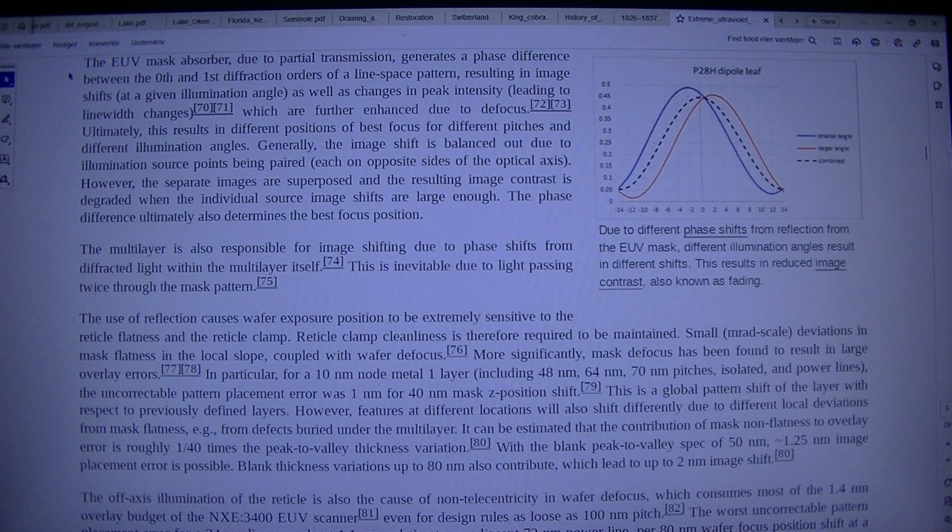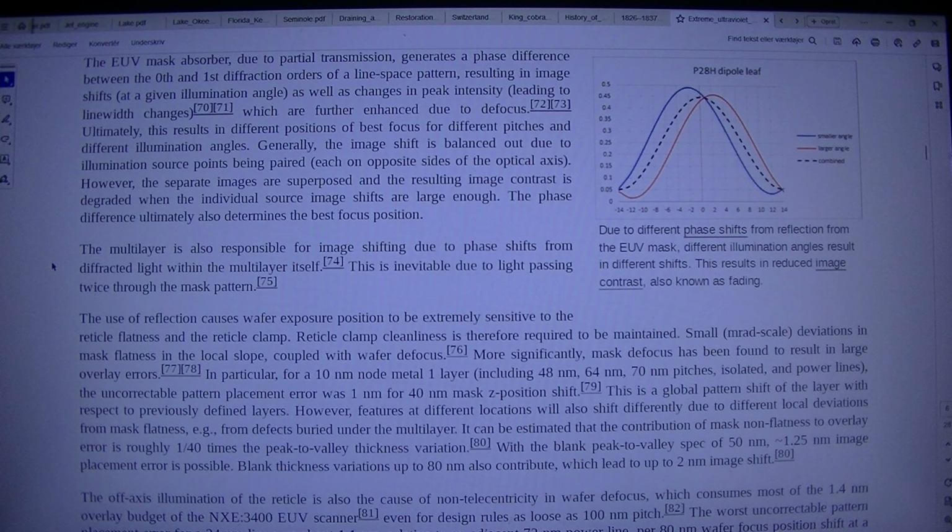70, 71, which are further enhanced due to defocus. 72, 73. Ultimately, this results in different positions of best focus for different pitches and different illumination angles. Generally, the image shift is balanced out due to illumination source points being paired, each on opposite sides of the optical axis. However, the separate images are superposed and the resulting image contrast is degraded when the individual source image shifts are large enough. The phase difference ultimately also determines the best focus position.